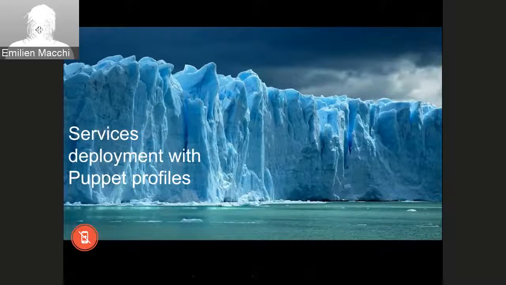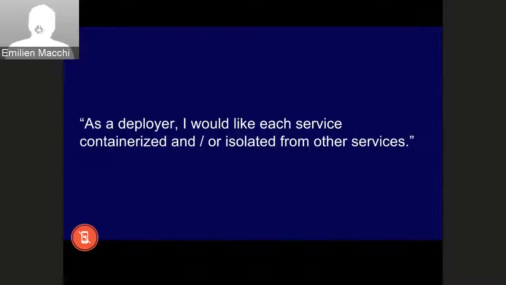So how do we do Puppet profiles? What are Puppet profiles in TripleO? So the user story that we had in the past, before implementing the profile, we were getting the feedback from the field: as a deployer, I would like each service containerized or isolated from other services, which means that I want some tooling which enables me to deploy Nova API separated from Nova Conductor, for example. Before the work that we did in this cycle in TripleO, we could not do it because all the services were composed together on a controller role, and same for compute and storage.